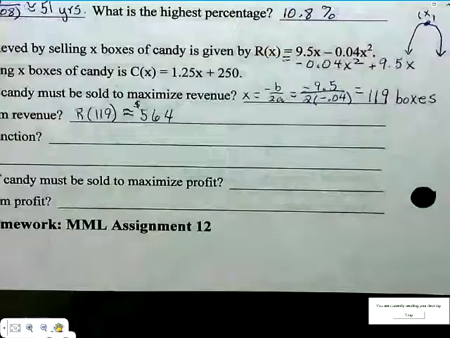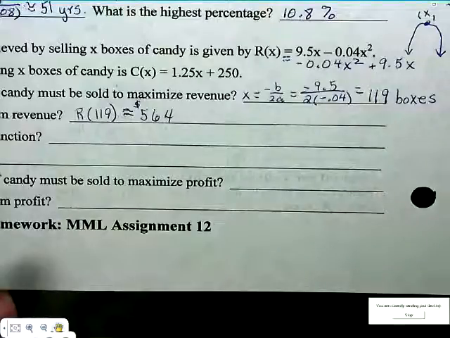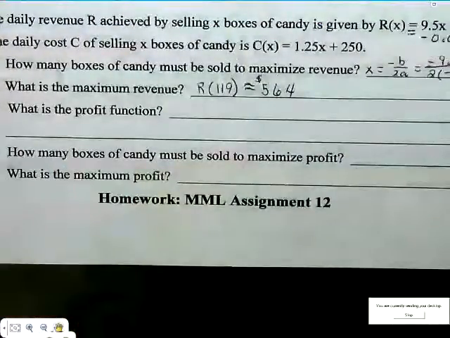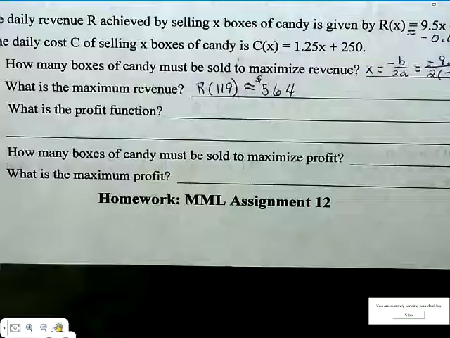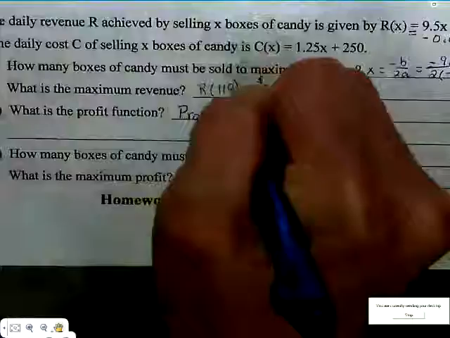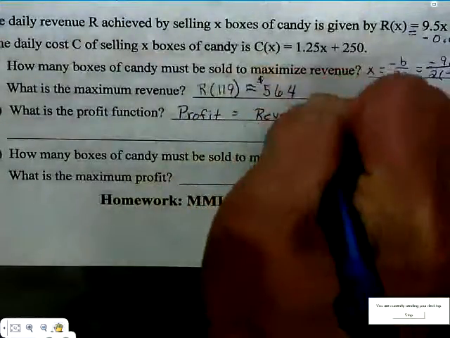So if I sell 119 boxes, my revenue is going to be the most it possibly can be, and that's going to be $564. The next question is, what is the profit function? And this is what my business majors can't do. Bless their hearts. How do you find your profit in business? Oh, all of you are hitting close to it, and that's awesome. Somebody said it dead on. It's just revenue minus cost. That's what the definition of profit is. Profit equals revenue minus cost.